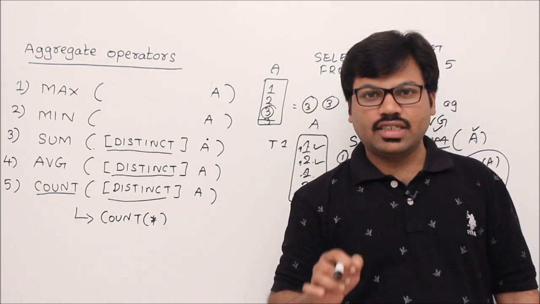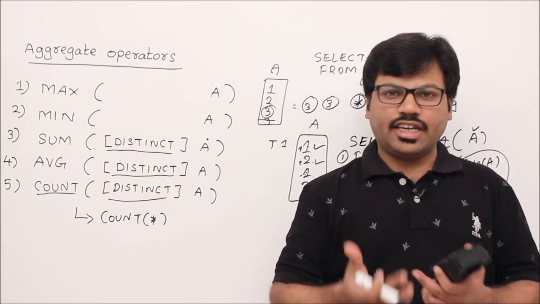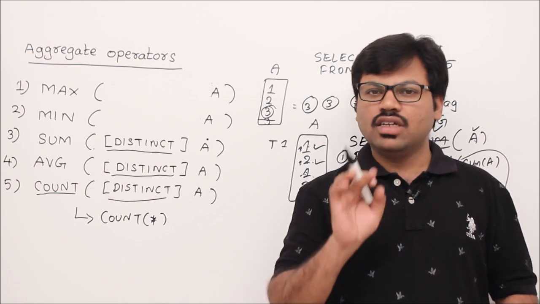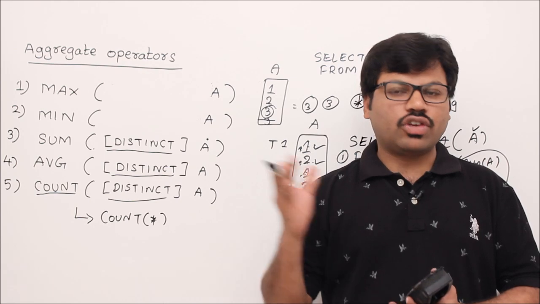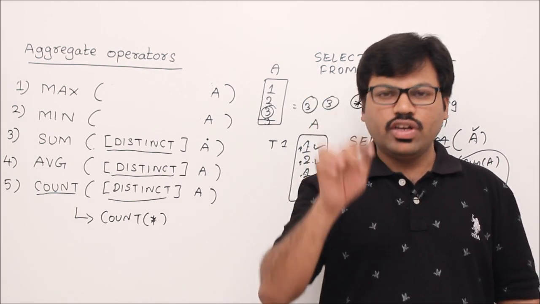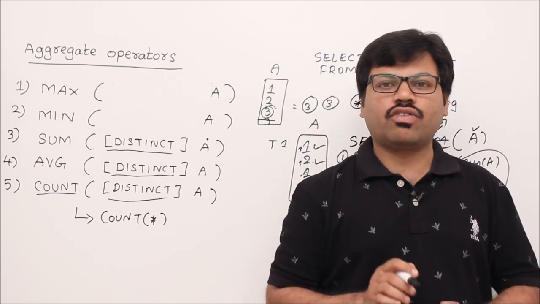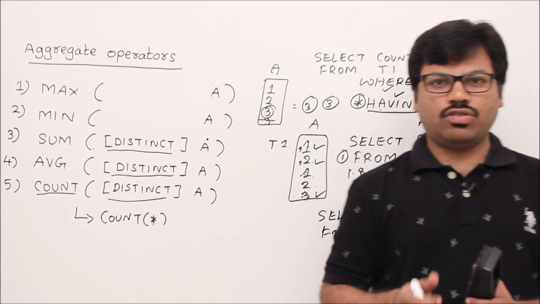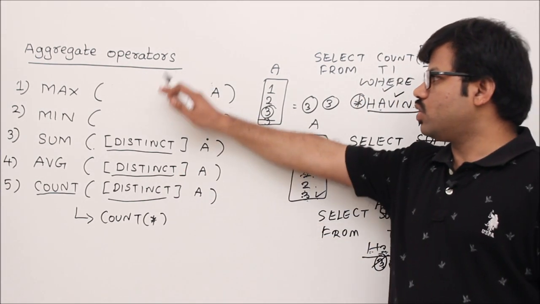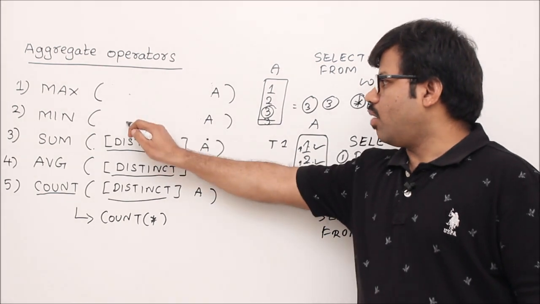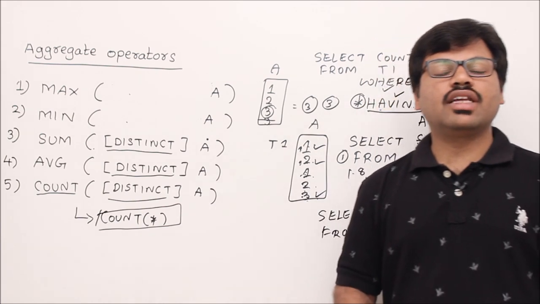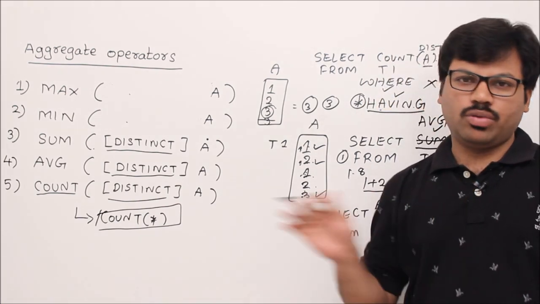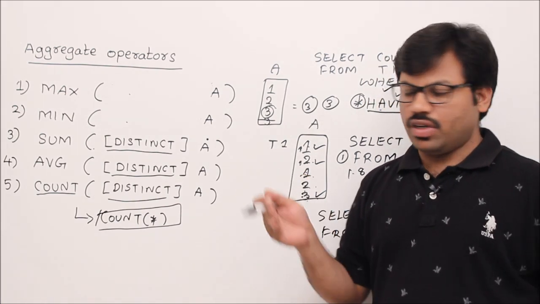Whenever you write distinct, the query execution time will increase, because the query executed by your query compiler has to eliminate all the duplicates. It takes a lot of time, it is computationally expensive. Be careful. So this is all the story about aggregate operators. If you see the last one, count star. What is count star? Count star is nothing but it counts all the tuples in the table.